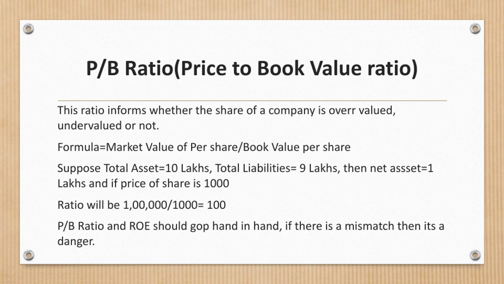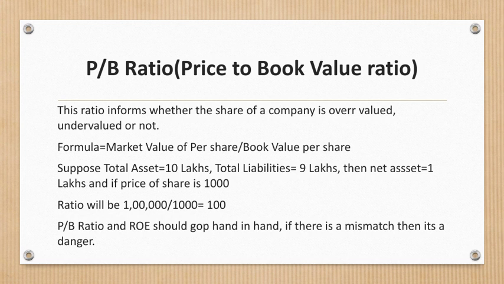Then PB ratio, price to book value ratio. This ratio informs whether the share of a company is overvalued, undervalued, or not. The formula is market value of the share by book value per share. Suppose total assets are 10 lakhs with liabilities of 9 lakh, the net asset is 1 lakh rupees. The ratio will be 1 lakh by 10,000, where 10,000 is the number of shares. So it's 10.